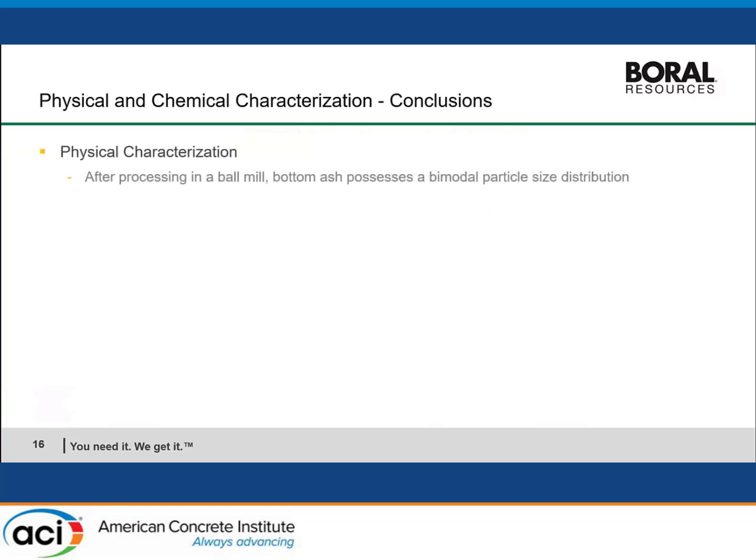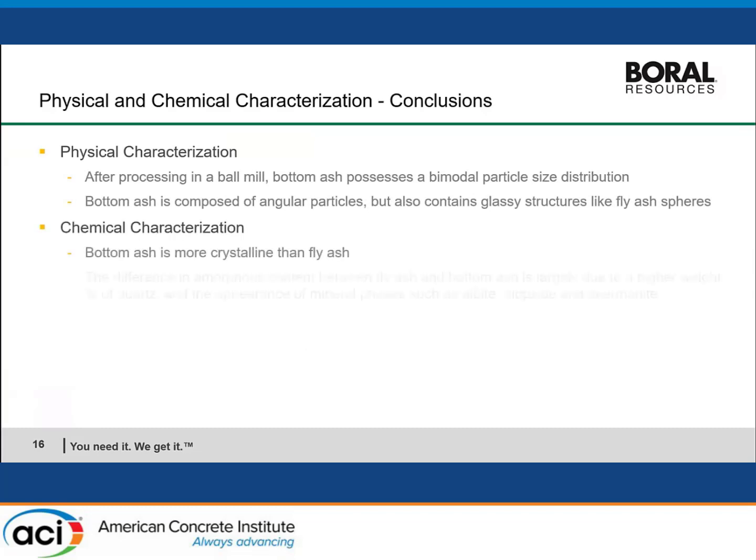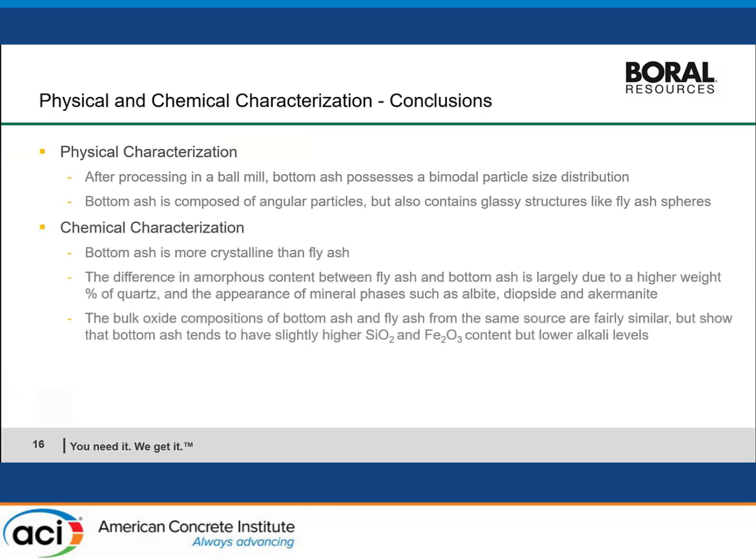So what are some intermediate conclusions we can draw from our characterization information? Well, first is that after processing the bottom ash, you still tend to get a bimodal distribution, at least when processed in a ball mill. And that bottom ash tends to have angular particles, but also contains some glassy structures and on occasion fly ash. From our chemical characterization, we can see that the bottom ash is more crystalline than fly ash, and that the additional crystal structures are normally quartz, diopside, albite, and acrimonite, and that the bulk oxide composition of bottom ash tends to have more silica, more iron, but less alkalis.